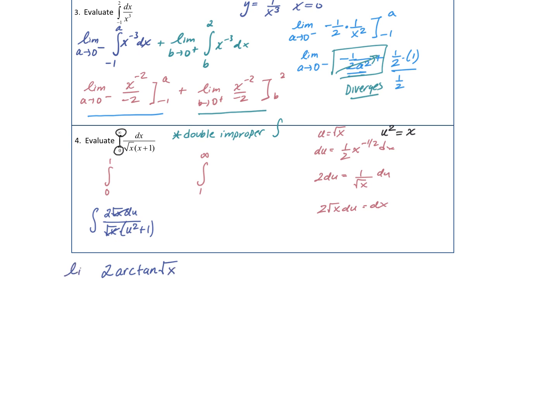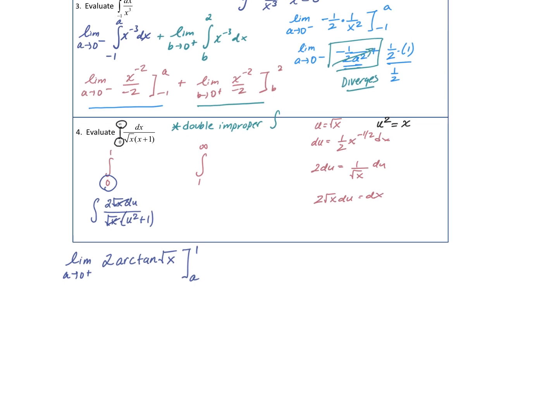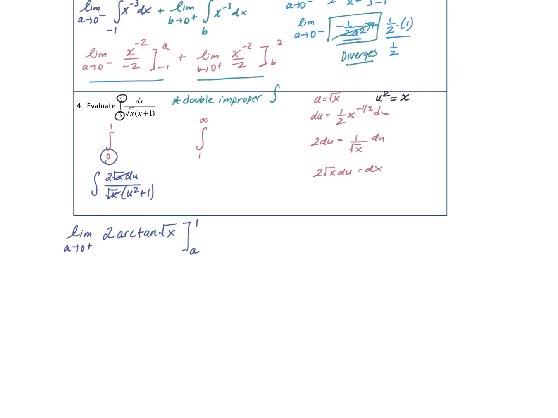We're going to do the limit. This is my issue here. So as a goes to 0 from the right-hand side, and we're going to go from 0 to 1, so a to 1. If I plug in my bounds, arctan of 1 is pi over 4. So we're going to get the limit as a goes to 0 from the right. So it's 2 arctan of 1 minus 2 arctan of root a.